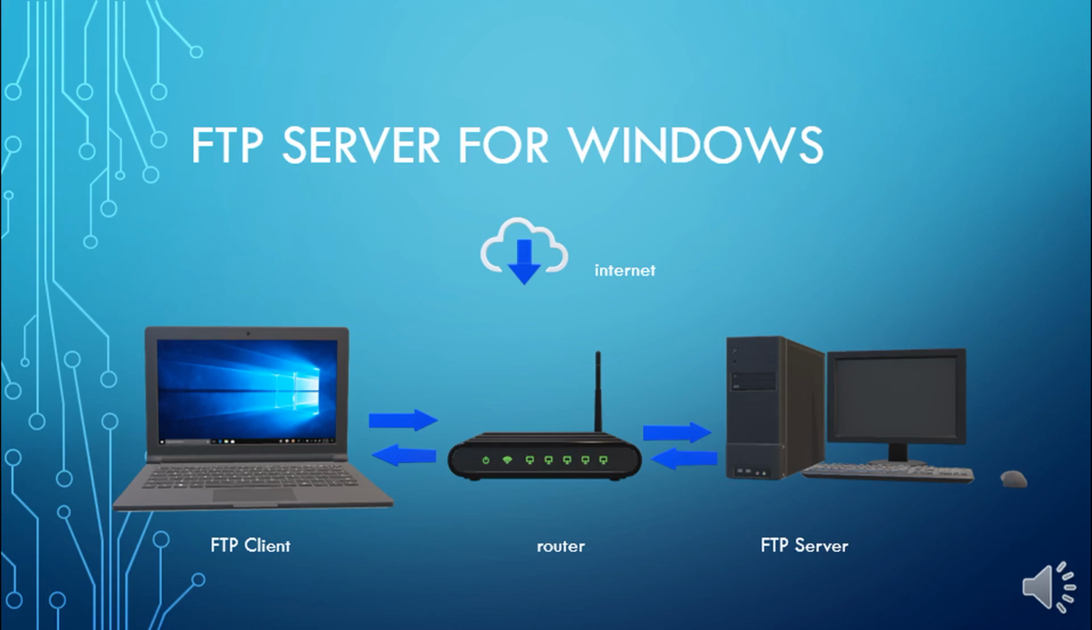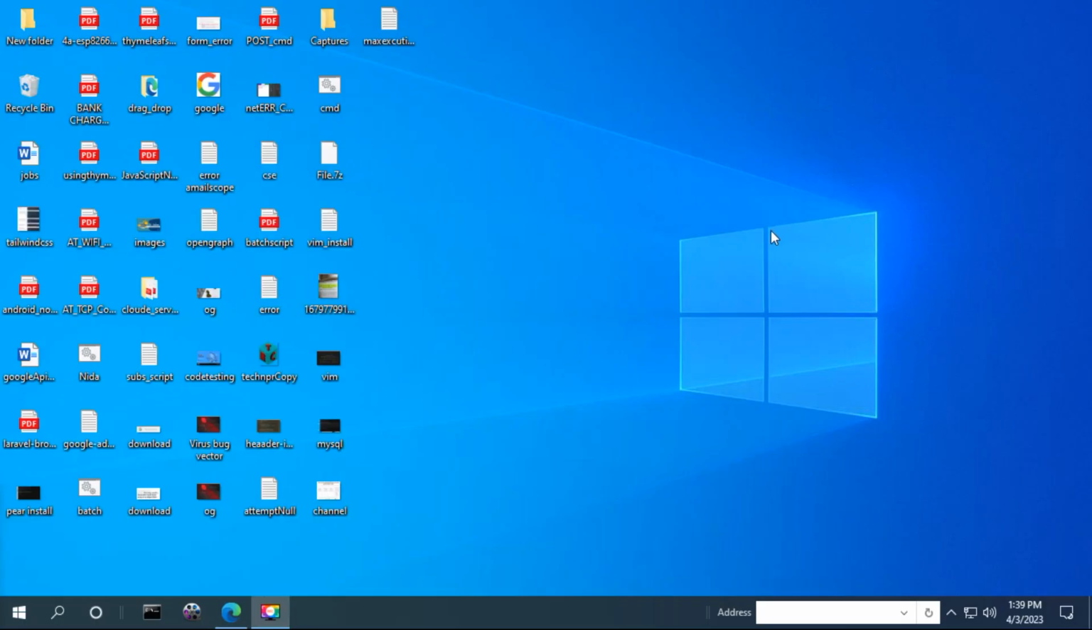Hi everyone, in this video I'm going to show you how to configure a File Transfer Protocol server for the Windows operating system. Although the settings may be different in some Windows versions, the steps remain the same. File Transfer Protocol allows you to share files between computers across the network. You can download and upload files. And now these are the steps to configure it in your Windows operating system.